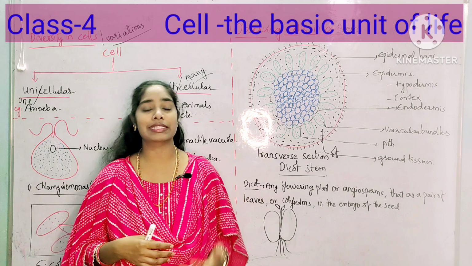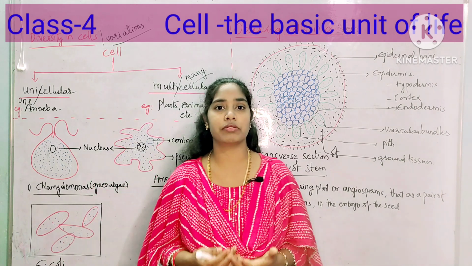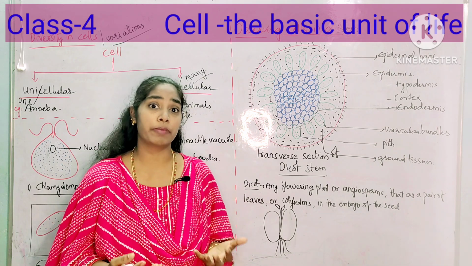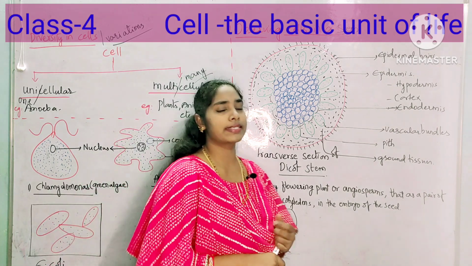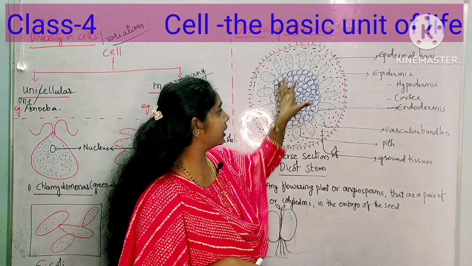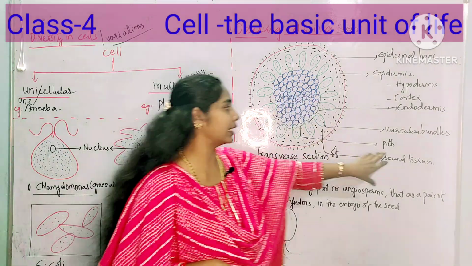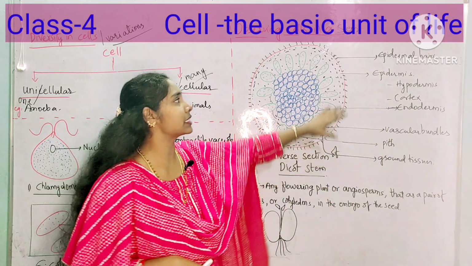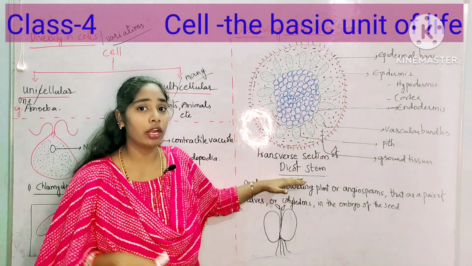Next to that, in the middle of the vascular bundle you will find ground tissue like parenchyma, collenchyma, sclerenchyma, storage tissues, aerenchyma. There are different types of cells present in ground tissue. We will discuss each and every tissue in the next class. Next, in the middle you will have a dense body, and this is called pith. Okay, so this is a complete transverse section of a dicot stem.